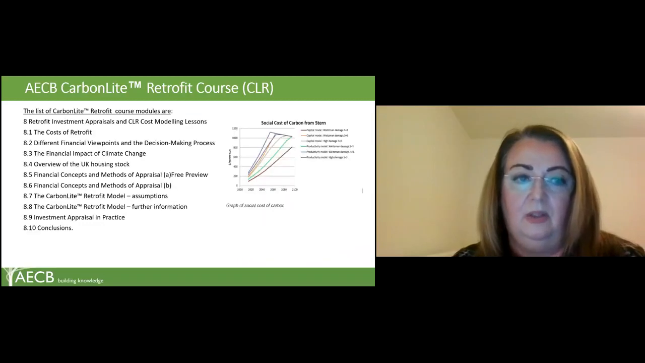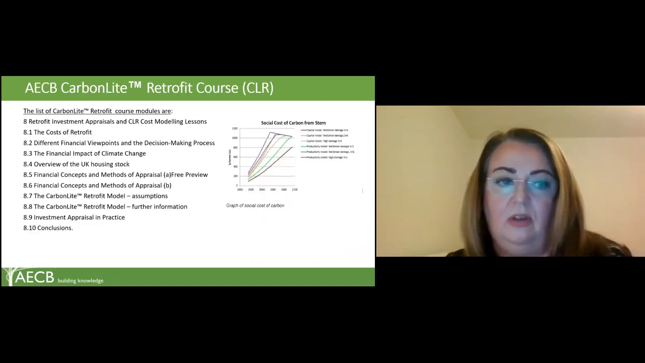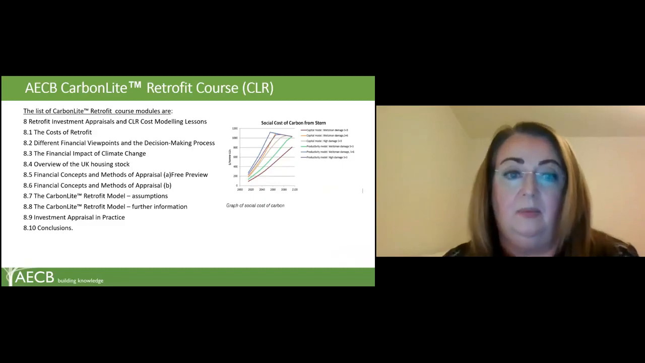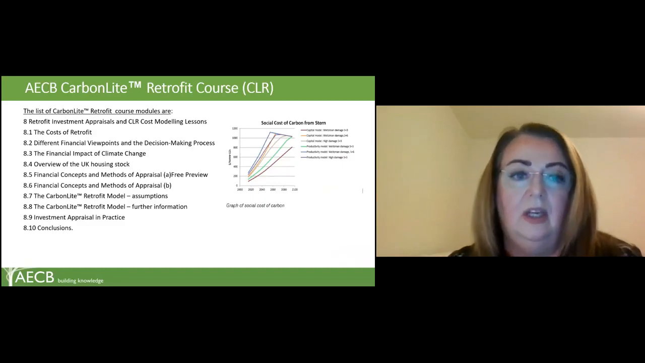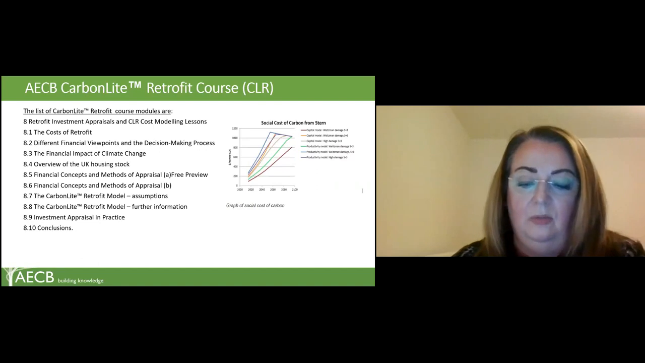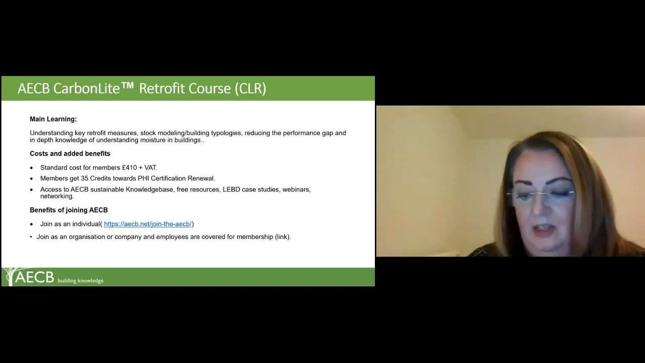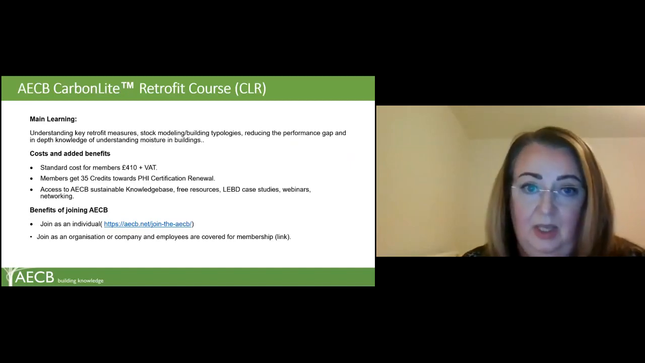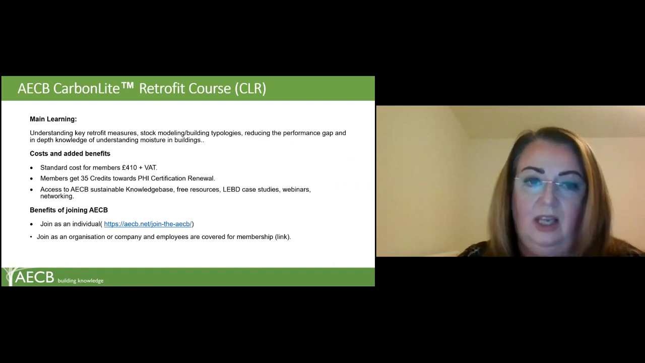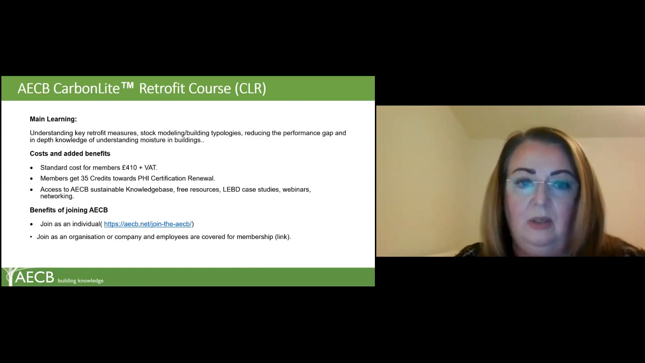And then last but not least, it's looking at the financial concepts and appraisals, which is just about to be upgraded actually, because we've written a new module for the new course. So that's it in a nutshell. It's £410 plus VAT, 35 credits, and you get a year's access on it, and it's all online. So there's no practical lessons per se, but hopefully quite a lot of the content gives you a good idea of what building is all about.